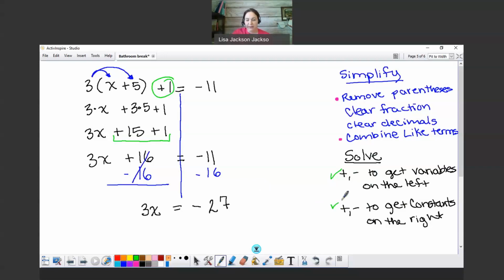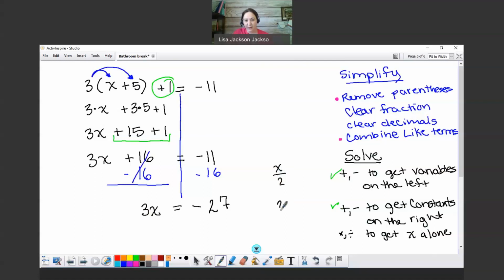Now we have one more step. We need to get x entirely alone, and this is multiply or divide to get x alone. If the number is right next to the letter like this, that's a division. If the number was under the letter, that would be a multiplication to get rid of it.